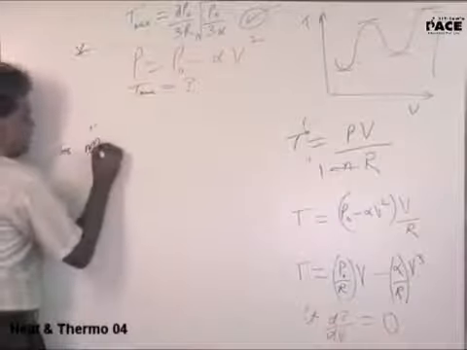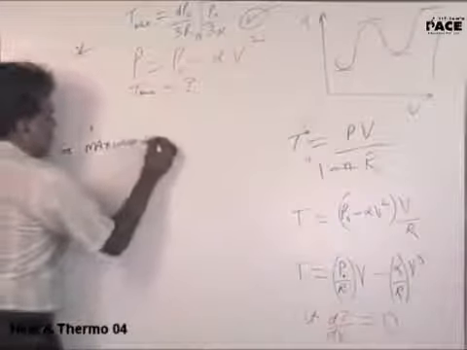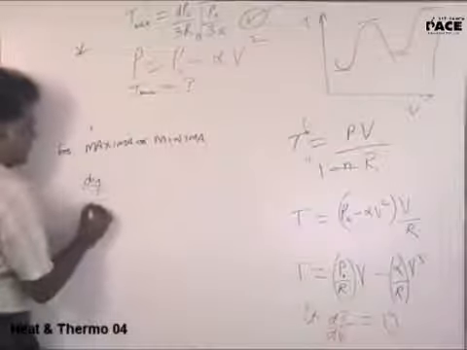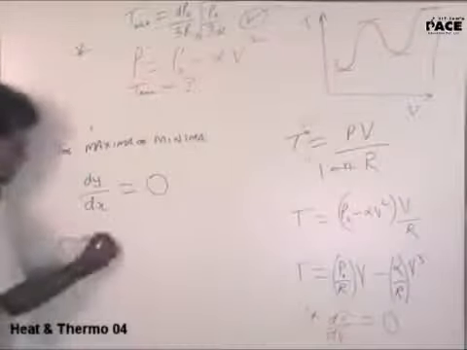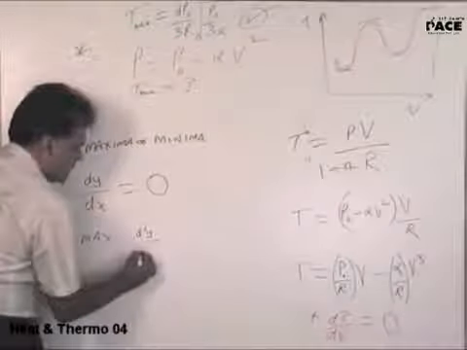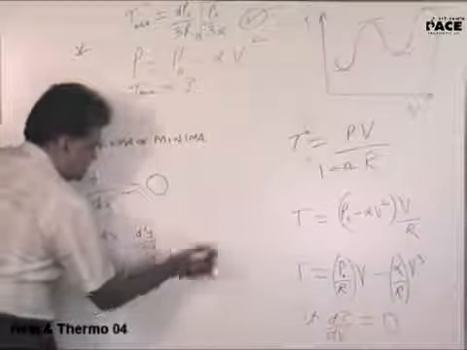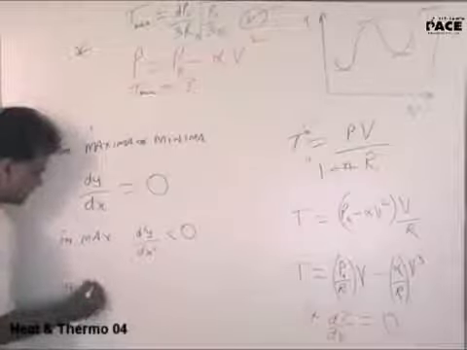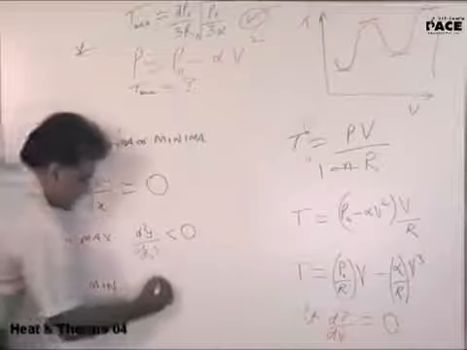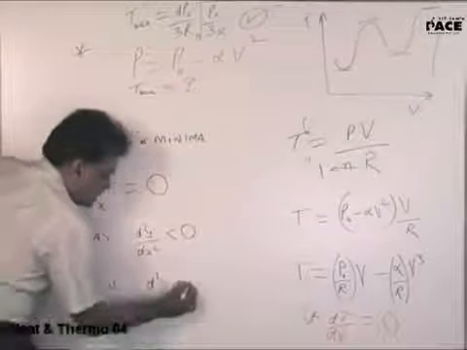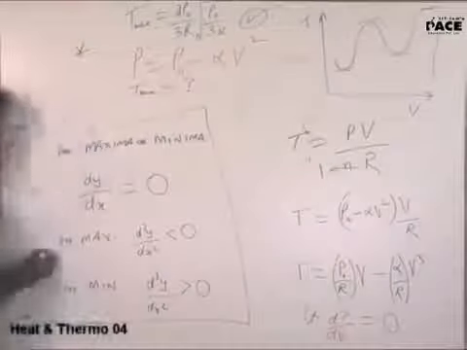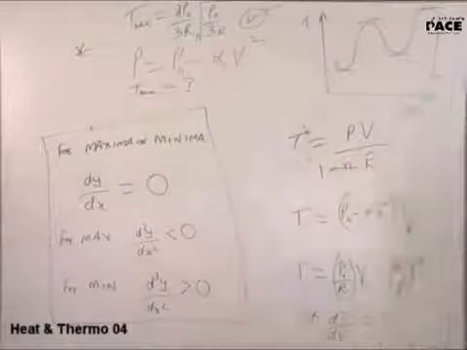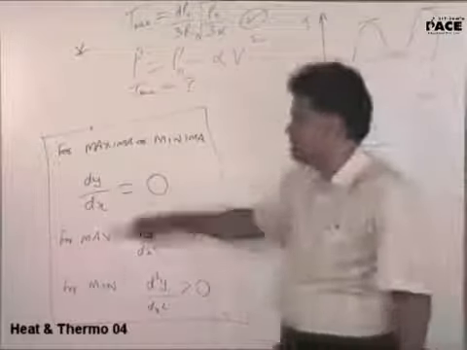For maxima or minima, dy by dx equals 0. For maxima, d square y by dx square is less than 0. For minima, d square y by dx square is greater than 0. Just take this package, this is what you have to employ. Exactly why it is so, this part I have already explained, why dy by dx is 0.